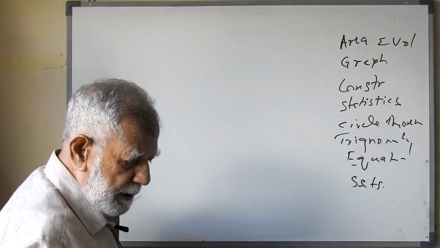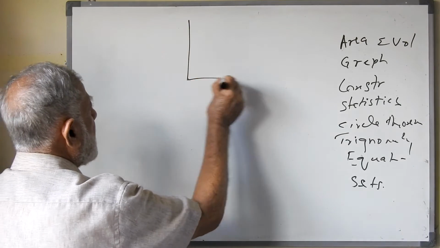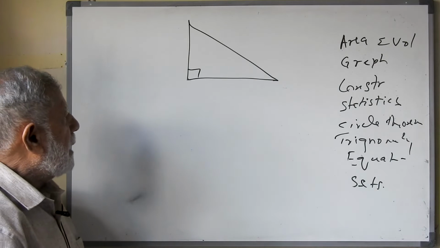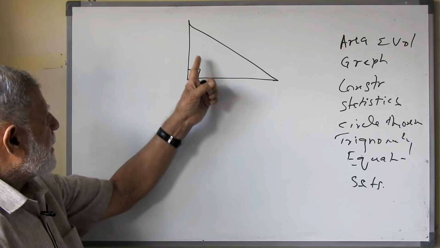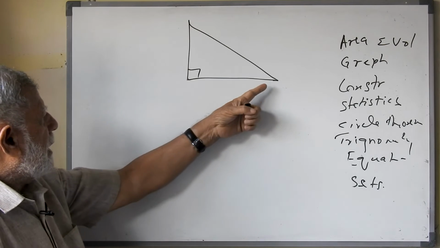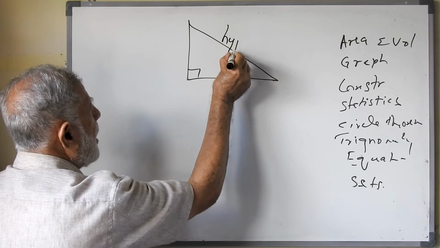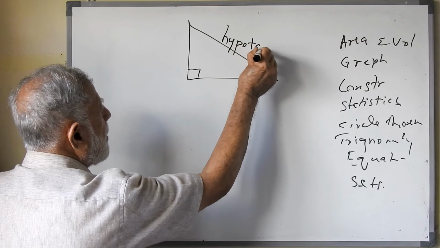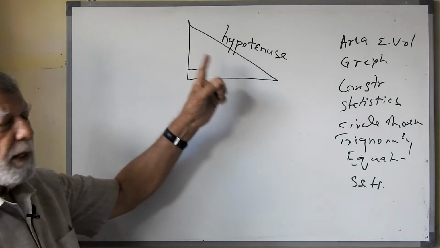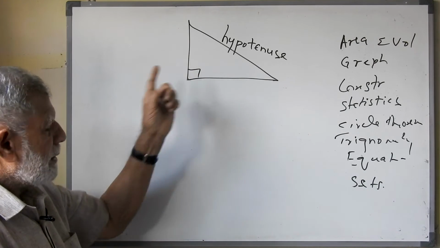So children, now we'll come to the right angle triangle. I told you the Pythagoras theorem is entirely about the right angle triangle. The side facing the right angle is the longest side of this right angle triangle, and the other two sides are the sides containing the right angle. The longest side is called the hypotenuse.